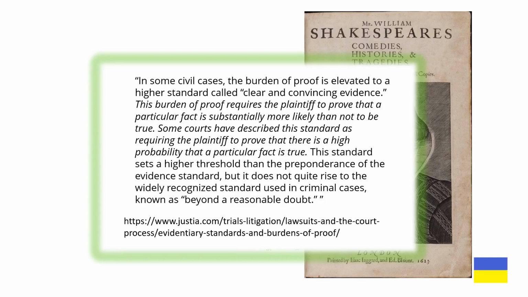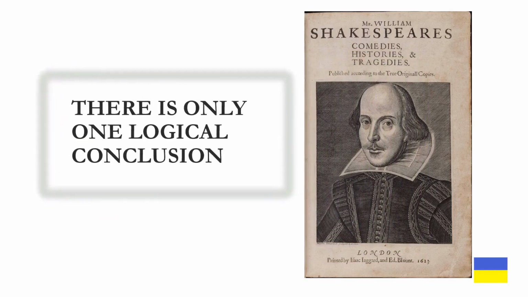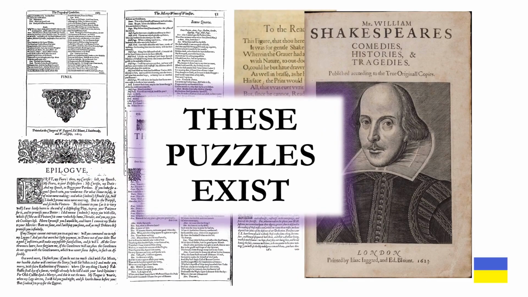One thing further must be noted about clear and convincing evidence. In some courts and jurisdictions, a 51% chance that something is true, more so than something else, is enough to become clear and convincing evidence. There is only one logical conclusion after all of this. These puzzles exist.